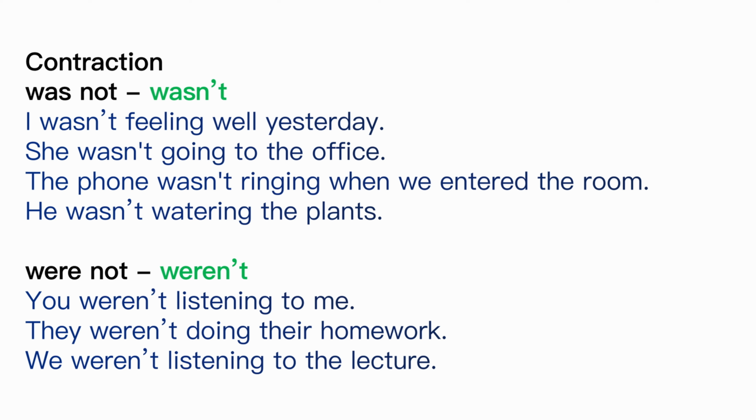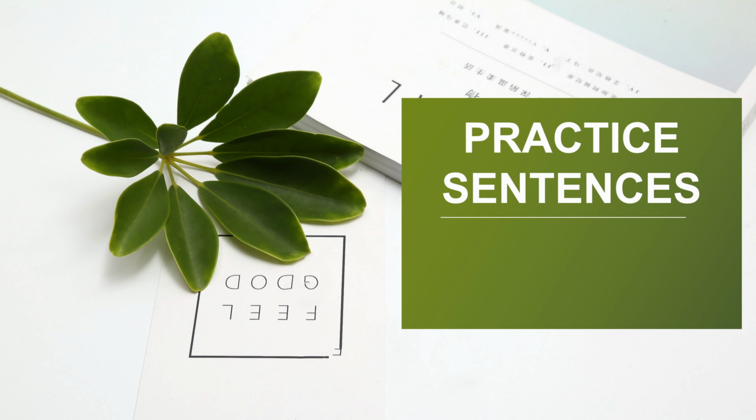Now let's start with the contractions. Let's start with wasn't. It's a contraction of was and not. When you say wasn't, you are essentially combining was and not into one word. I wasn't feeling well yesterday. She wasn't going to the office. The phone wasn't ringing when we entered the room. He wasn't watering the plants.